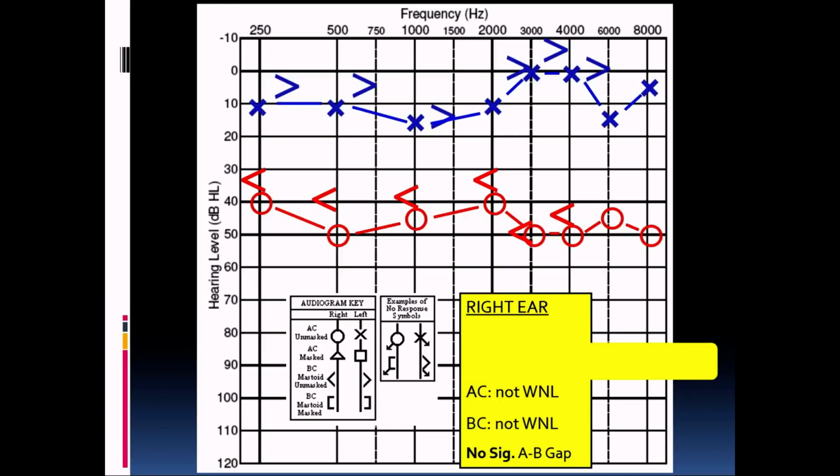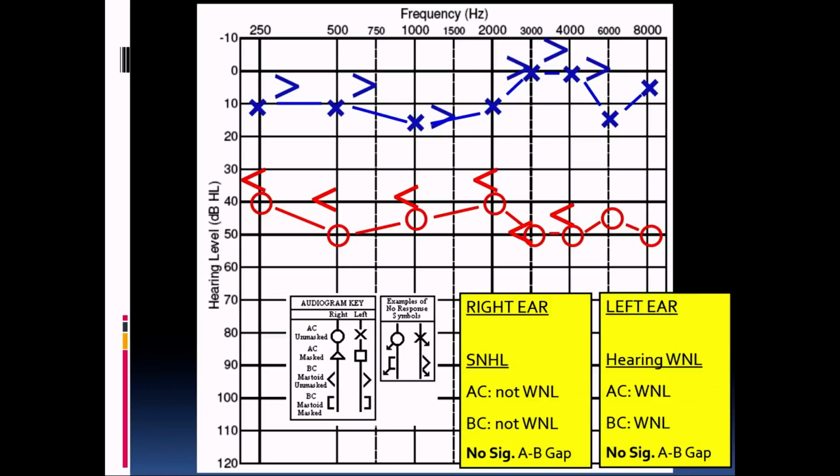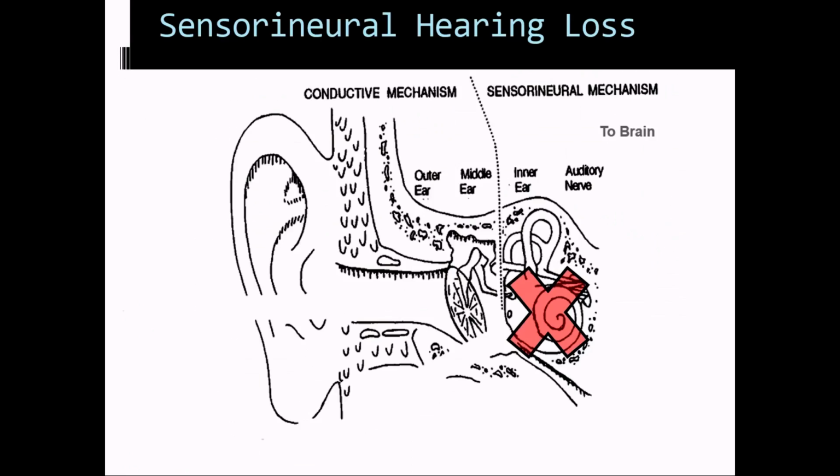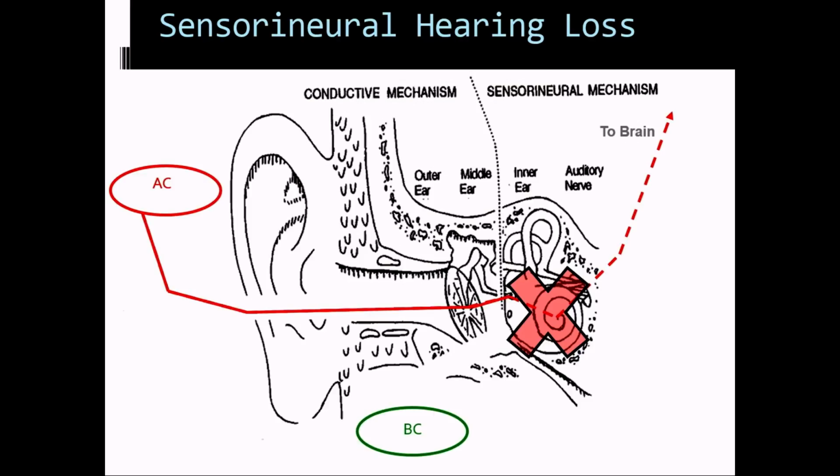And normal left ear. So, sensorineural hearing loss in the right ear, hearing normal in the left ear. So in this case, the problem is in the cochlea, and it's affecting both air conduction and bone conduction and causing hearing loss.